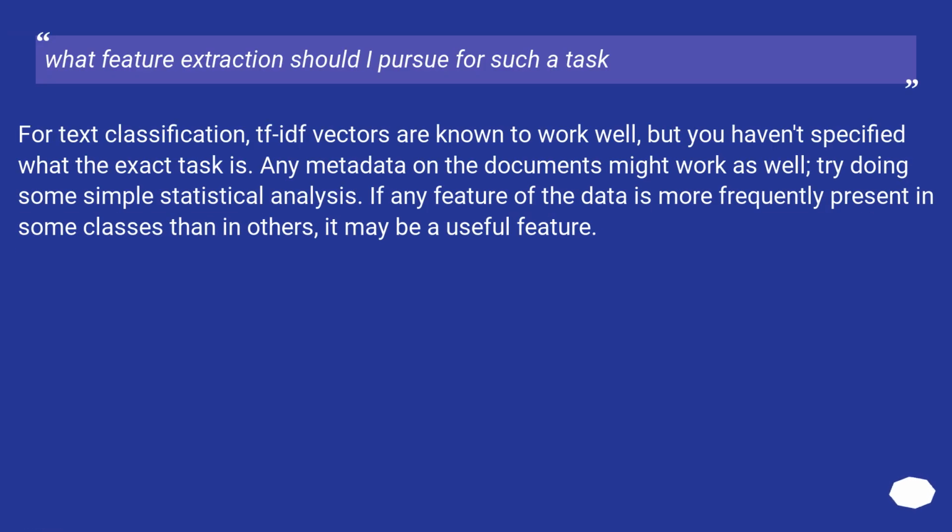What feature extraction should I pursue for such a task? For text classification, TF-IDF vectors are known to work well, but you haven't specified what the exact task is. Any metadata on the documents might work as well. Try doing some simple statistical analysis. If any feature of the data is more frequently present in some classes than in others, it may be a useful feature.